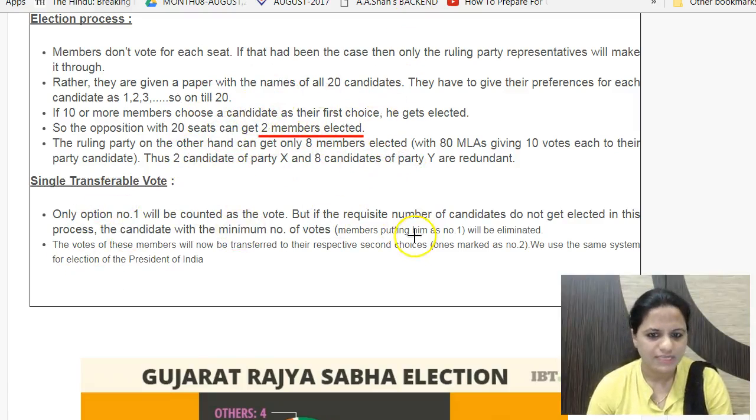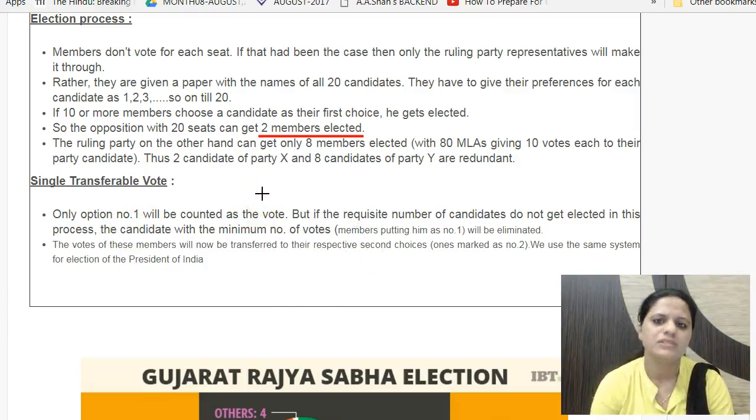And the single transferable vote, as we have seen in the case of the president's elections also. If the first option of all members who have voted is seen, and any candidate gets the maximum votes, he becomes elected, in this case 10 votes. If not, then transferring of votes takes place, with the least voted candidate having first preference being out, and his votes are transferred to all other candidates depending on the second preference the members have given. This single transferable vote we have explained in detail in the president's election, which was in the news in June and July. You can refer to that.